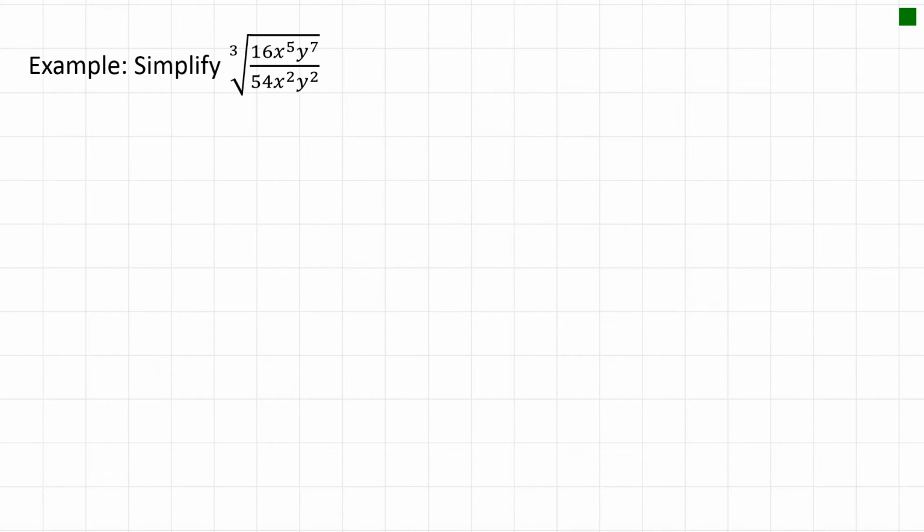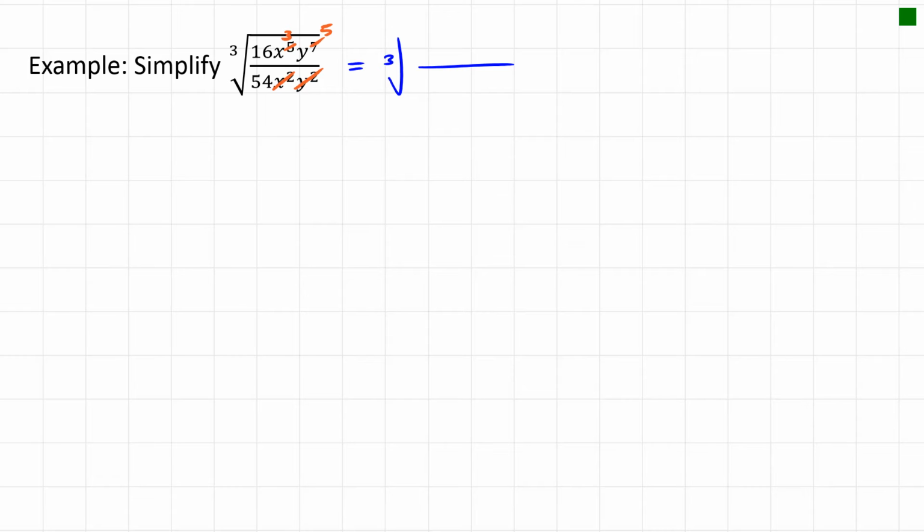So in this example, we have this big cube root with this fraction that looks kind of intimidating, but clearly there's going to be some good canceling that can happen right away. So looking at the top and bottom, x squared is going to cancel with x to the power 5 and leave me with x to the power 3. Y squared is going to cancel with part of that y to the 7 and leave me with y to the power 5.